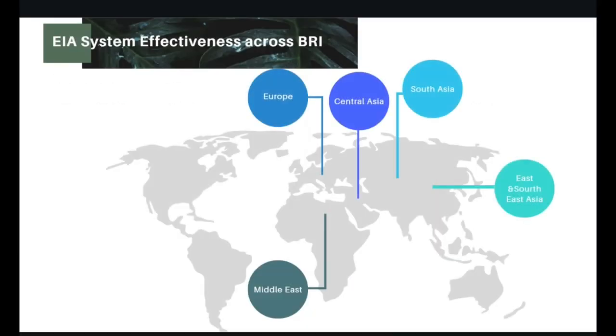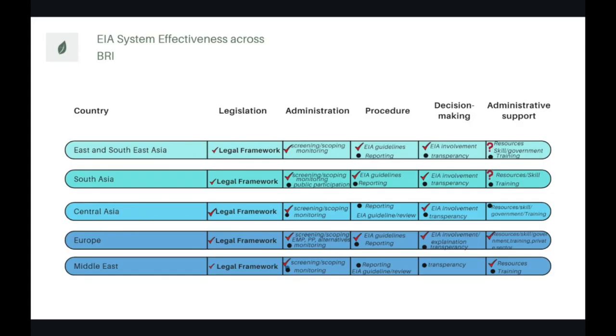In our study, we covered 65 BRI participating countries from Europe, Central Asia, South Asia, East and Southeast Asia, and the Middle East. The analysis of the status of EIA systems using a scoring approach shows both similarities and differences. One piece of good news is that all countries have developed legal frameworks for EIA, although there are some questionable areas and deficiencies in terms of their implementation and other capabilities.